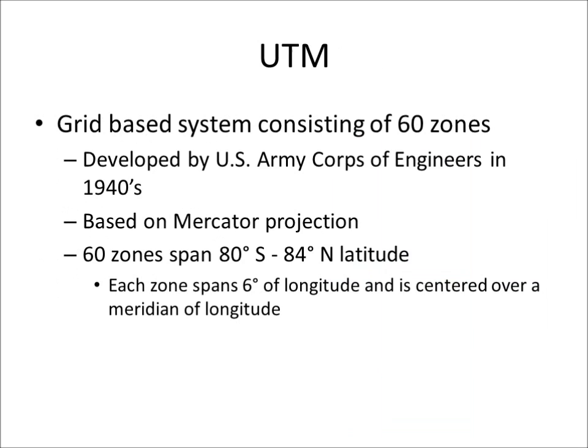Another system is the Universal Transverse Mercator system, or UTM. This is a grid-based system that consists of 60 zones. It was developed by the U.S. Army Corps of Engineers in the 1940s. It's based on the Mercator projection, which is a projection of the Earth's surface to make it flat so that we can delineate things like the Universal Transverse Mercator system, or latitude and longitude. The 60 zones span 80 degrees south to 80 degrees north latitude. Each zone spans about 6 degrees of longitude and is centered over a meridian of longitude.